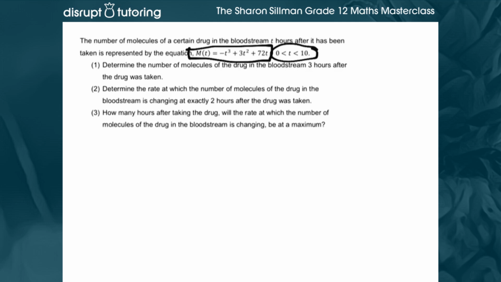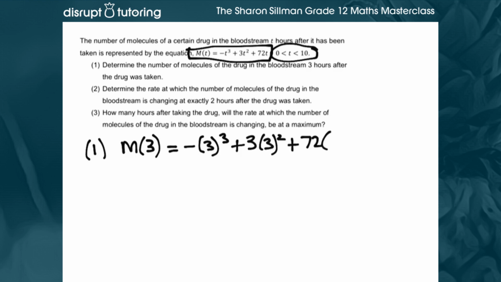The first questions in these are usually very straightforward. So this one says, determine the number of molecules of the drug in the bloodstream 3 hours after the drug has been taken. So therefore we're just using the formula they've given us. Time is 3. Straightforward substitution. And if you put that into your calculator, you should get 216.